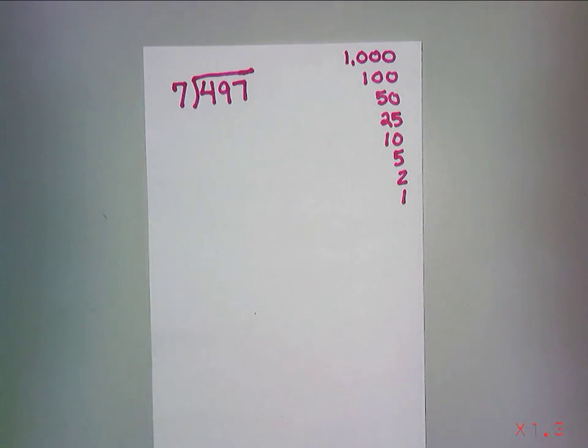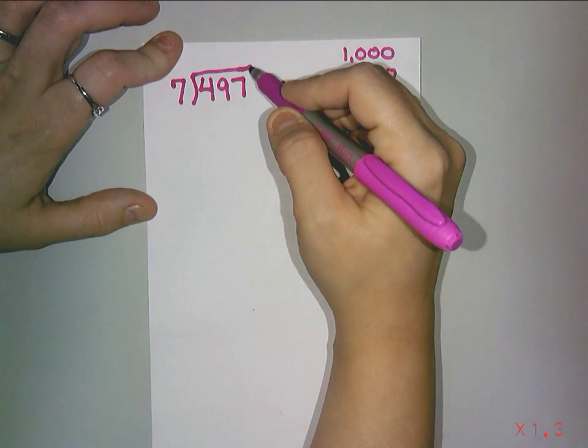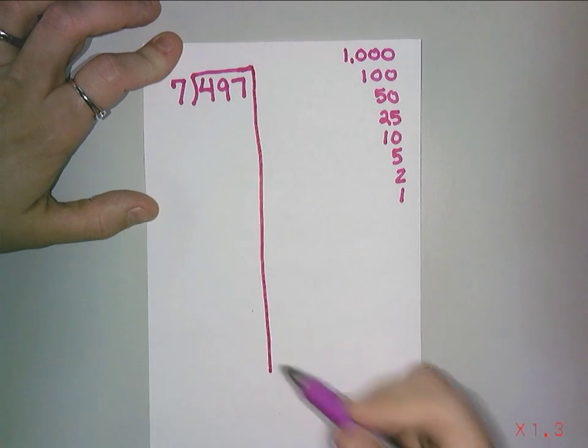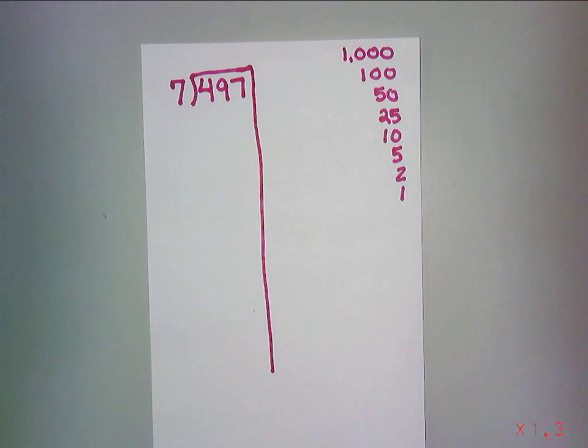So if I'm looking at my friendly numbers, if I did 7 times 1,000, I would get 7,000. 7,000 is clearly more than 497, so that will not work for this problem. Then if I look at my 100, I know that 7 times 100 is 700, so that is also too big. It is bigger than 497.